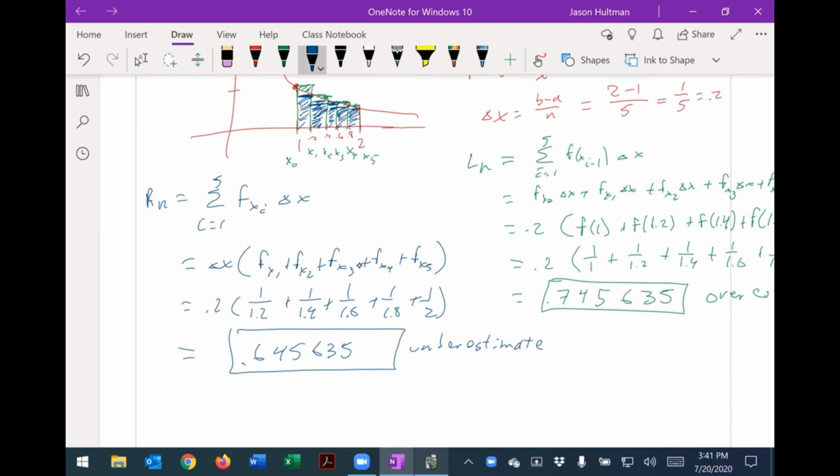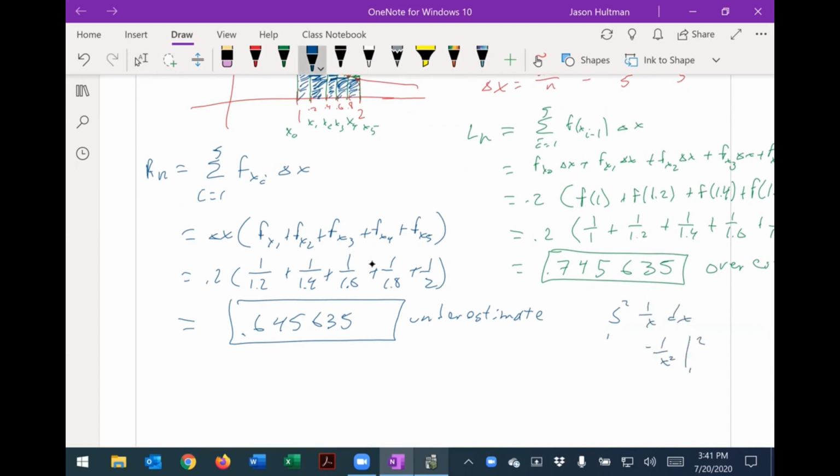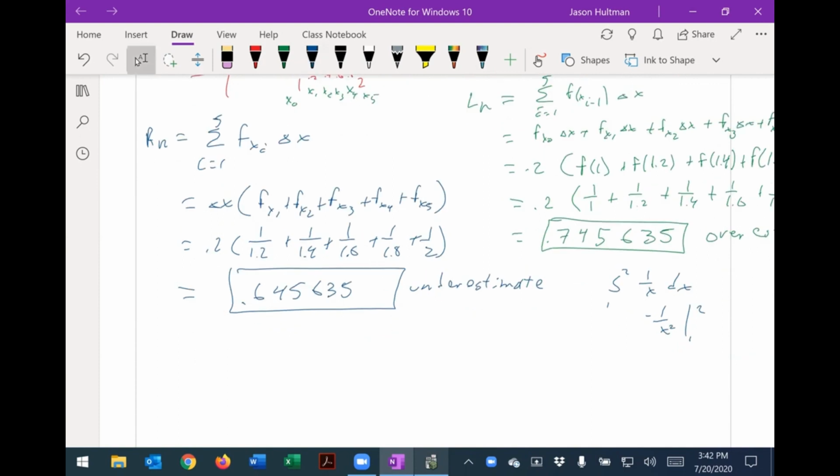What is the actual error on these? It's really easy to go from 1 to 2 of 1 over x dx. Well, what would be the integral of this thing? This would be negative 1 over x squared from 1 to 2, right? So we could just plug this in. Is that right? No, that's not right. I don't know what I'm doing. I'm differentiating. This is natural log. That's natural log of x, right?